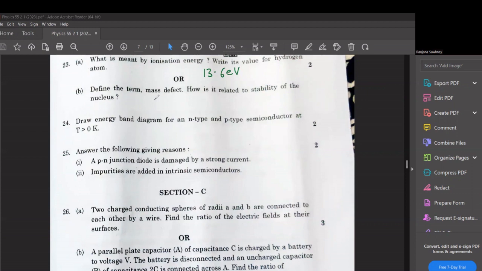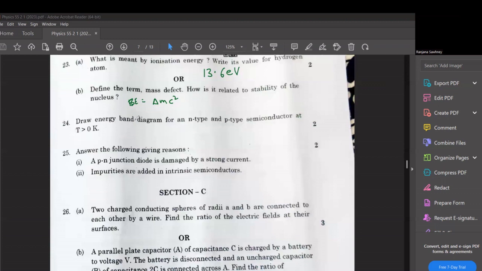How is it related to the stability of the nucleus? We know that binding energy is equal to delta m into c square, where delta m is the mass defect. Binding energy per nucleon determines the stability of the nucleus. The more the binding energy per nucleon, the more stable. And how is it possible when the mass defect is more? The binding energy per nucleon represents the stability. The more the mass defect, the more will be the binding energy per nucleon, and the more stable will be the nucleus.